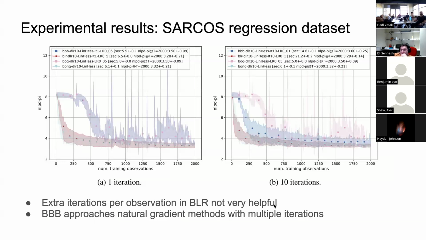And then one other small, mildly interesting thing here is that the BBB approach, which was the regular gradient with multiple iterations, actually does seem to be getting closer to the natural gradient methods once it's allowed to have multiple iterations. So in that setting, it does seem like they're helpful, but if you're doing the natural gradient, it seems like you have all the information you need with one iteration.